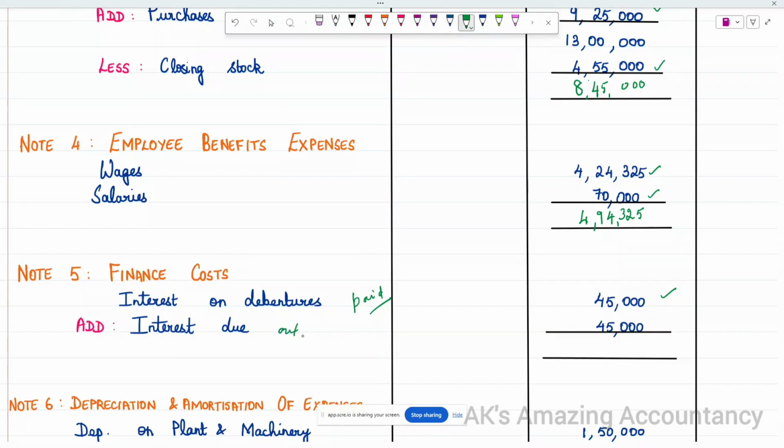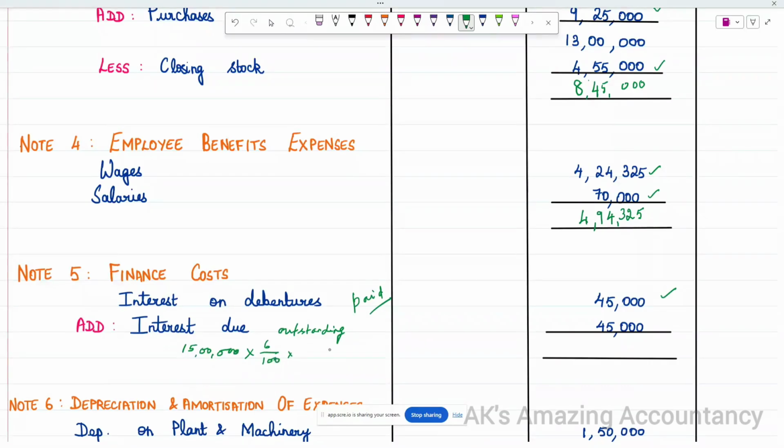This is the outstanding amount. This is outstanding for how many months? It is outstanding for 6 months. The amount of debentures given to you in the problem is 15 lakhs. Okay, and you are given 6% debentures. So that is the rate of interest. So 15 lakhs into 6 by 100.